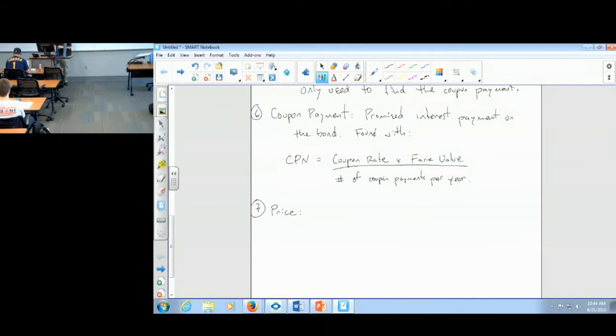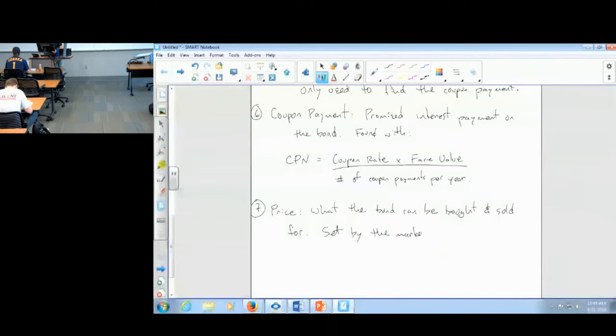All right, we're almost there, y'all. The price of a bond is exactly what you think of as a price. This one's not too confusing. This is what the bond can be bought and sold for. The price of the bond is set by the market. Not by the bond contract.